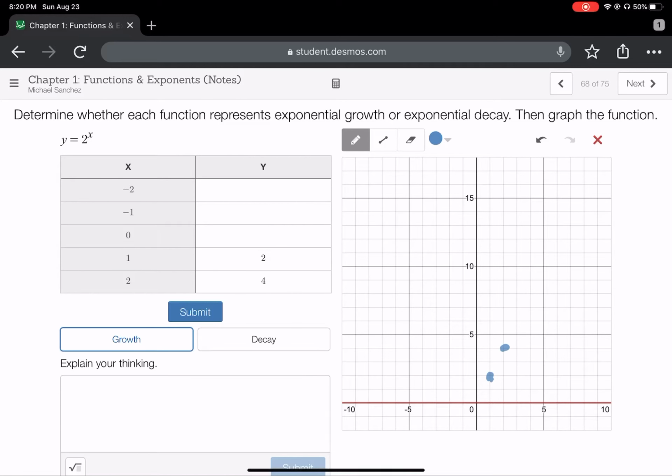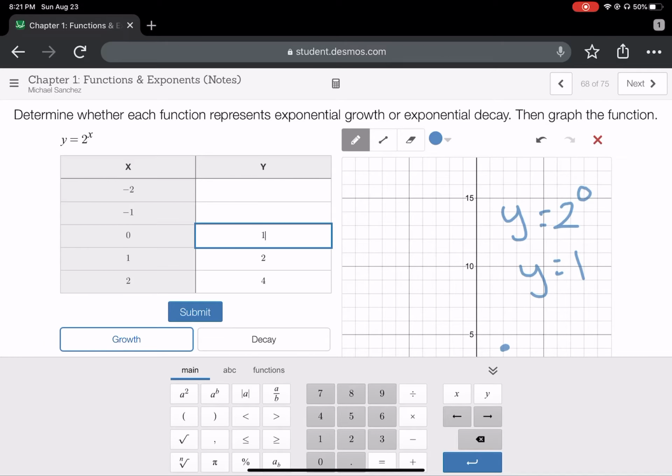And then if we go back to 0, let's do 0. y equals 2 to the power of 0. We know that anything to the power of 0 is equal to 1. So 0 is going to be located at 1.